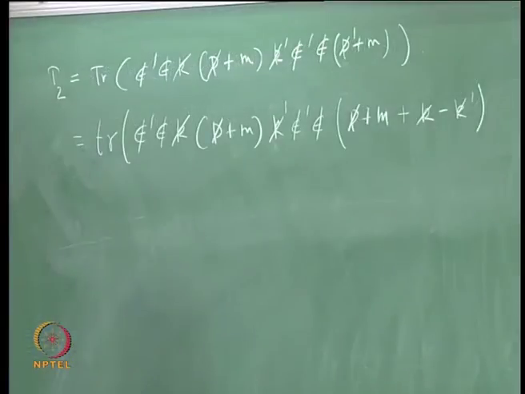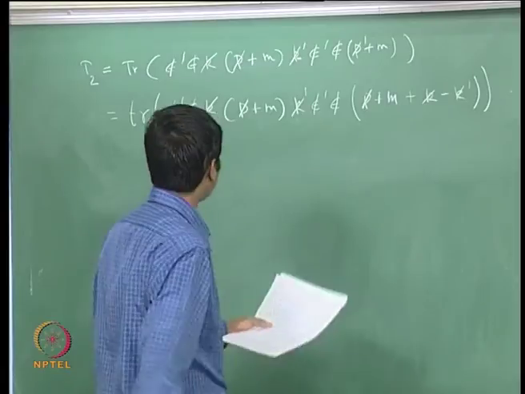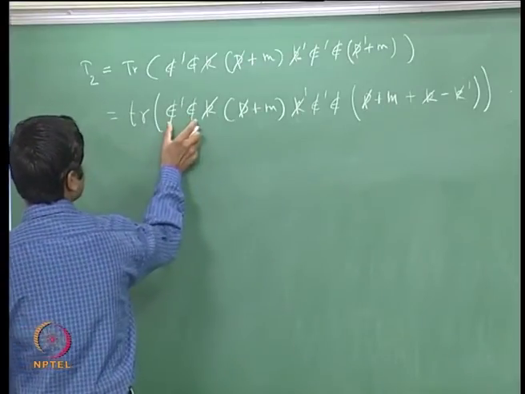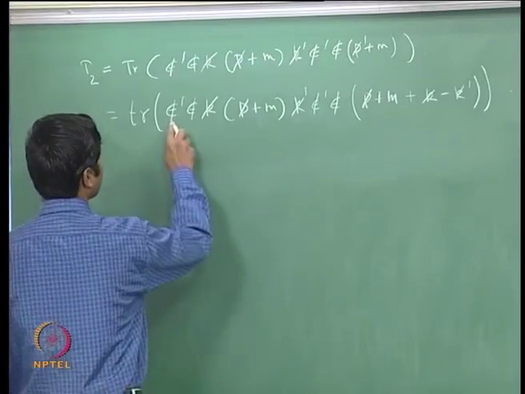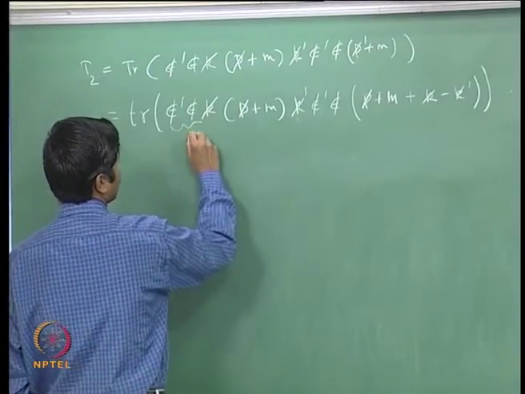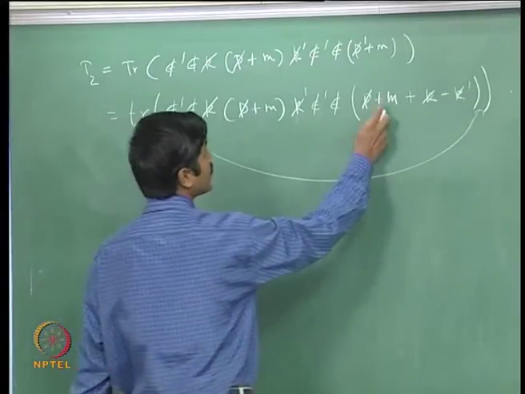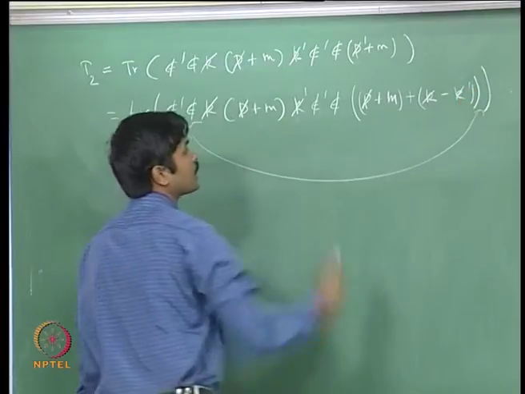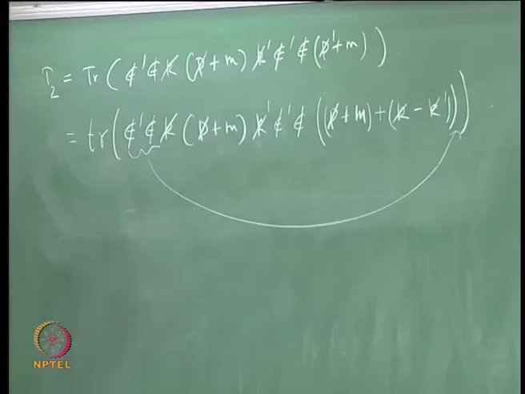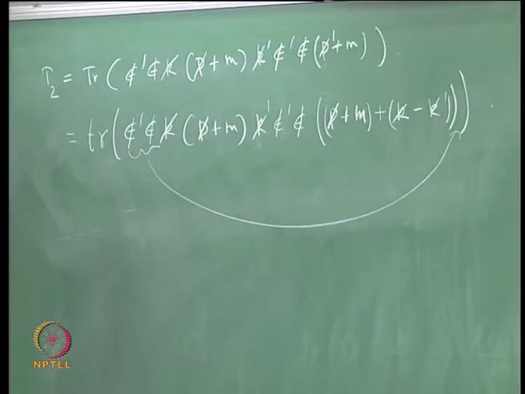All right. So, the trace of this thing. Now, what I will do is I will take this, I will use the cyclic property of trace, and then I will bring this pair here, and then I will split it into two terms. In one I will just have P slash plus M, and in the other I will have K slash minus K prime slash. So, let us do that.